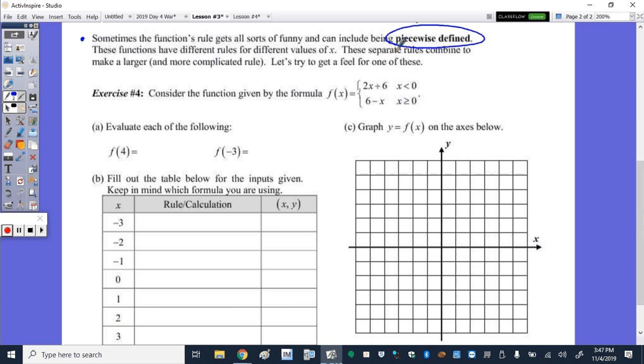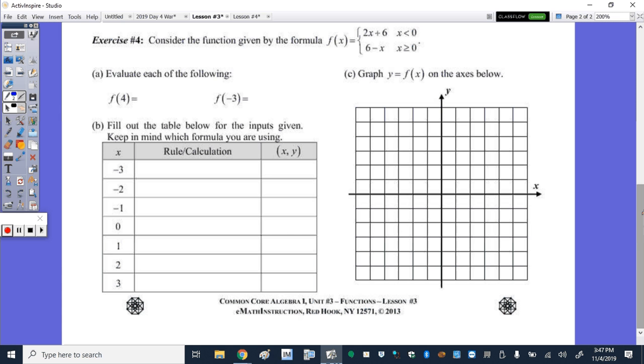So here's our function. I'm going to move that down. Our function is essentially broken up into two rules, okay? And they're based on the values of x in the table. So let's look at the table for all the values less than 0. Which values are those? So that would be these 3. So for x less than 0, we're going to use the rule 2x plus 6.